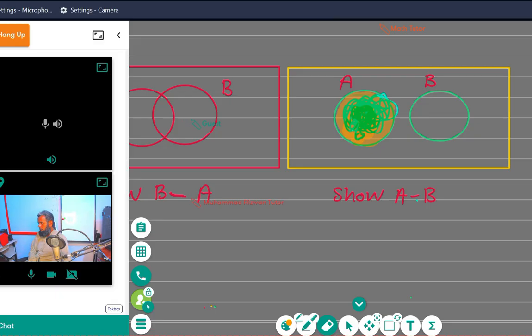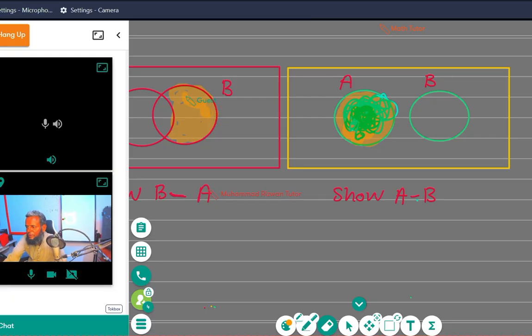B minus A means you should subtract A from B and color the portion of B. You should not color the A portion. You should only color the B portion, since you are taking B minus A. Good. I remember your explanation from last time.